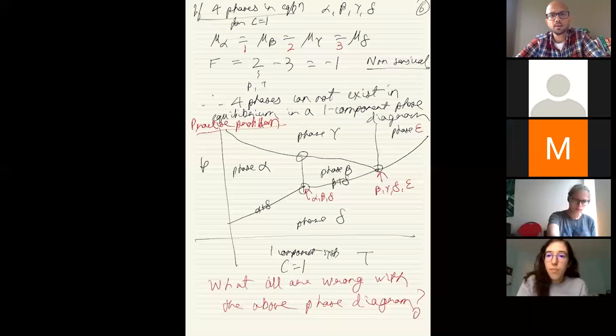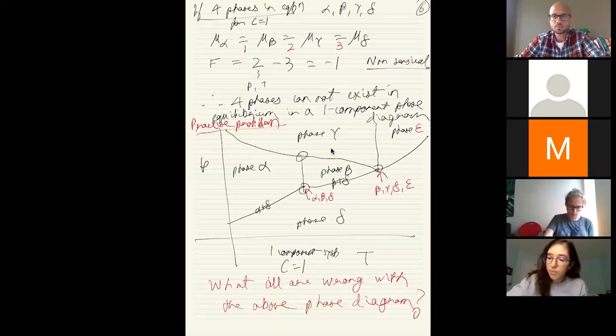Any questions about last class? Okay, so what's wrong with this phase diagram? This is the point where we left off last time. So any ideas? What's wrong with it?